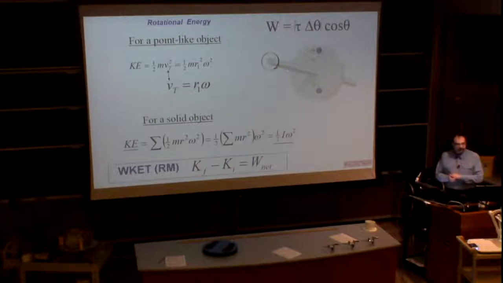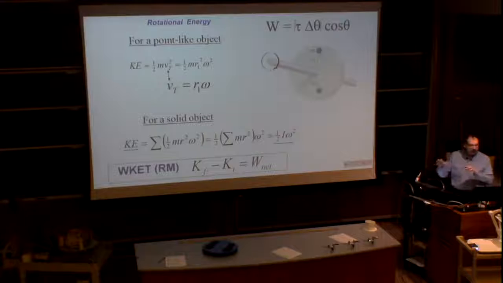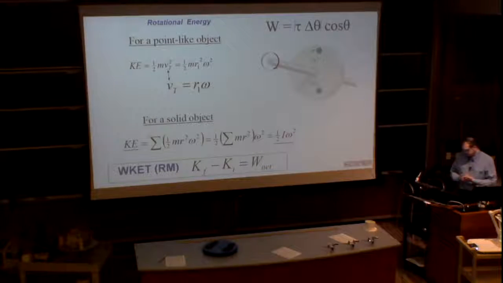Well, and of course, when work is done, that changes kinetic energy. We can use the same work-kinetic energy theorem. Kinetic final minus kinetic initial is equal to work done by all torques. Some might do positive work, some might do negative work, some might do no work at all. If we add them up, net work tells us what's happening to kinetic energy. Net work is 0, nothing happening to kinetic energy. Angular velocity remains constant.